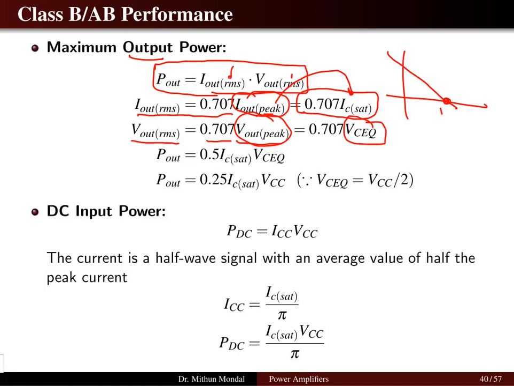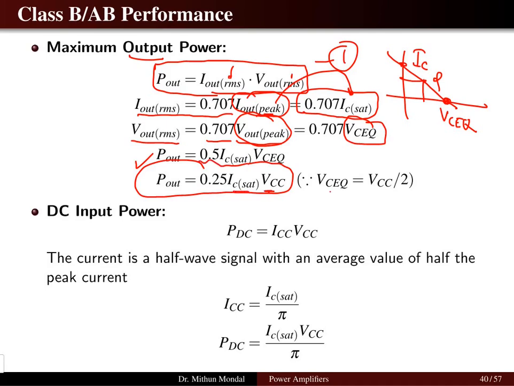So here we are getting the collector to emitter saturation, VCE, and here we are getting IC, and this is the load line point that we have. So the output power, if we compute by this equation, comes to be 0.25 times the collector current saturation into VCC, because the collector to emitter voltage VCEQ is VCC by 2.